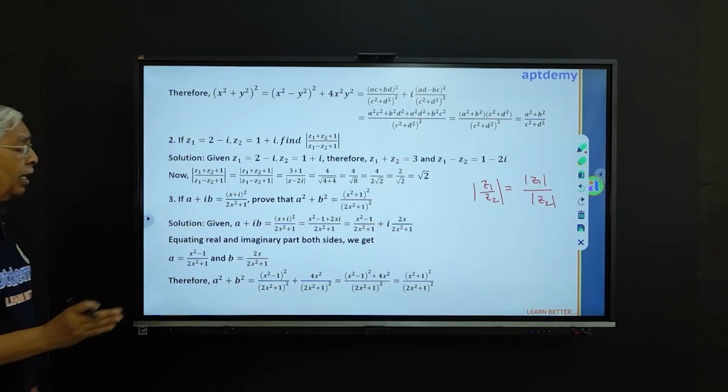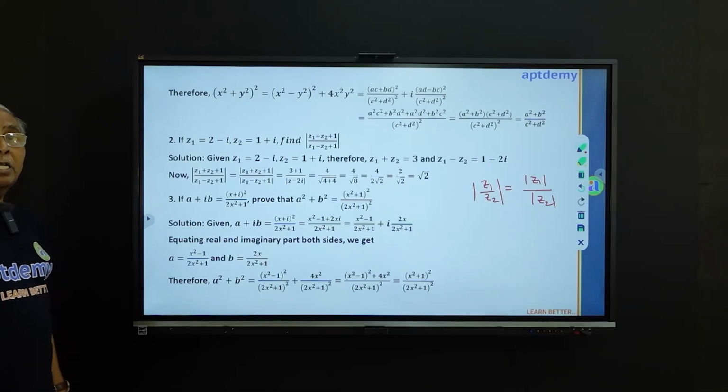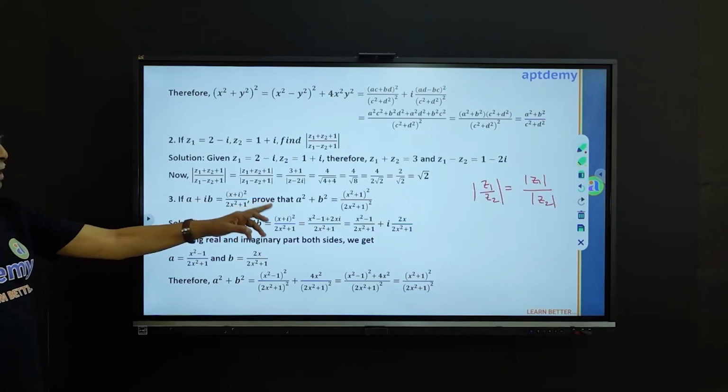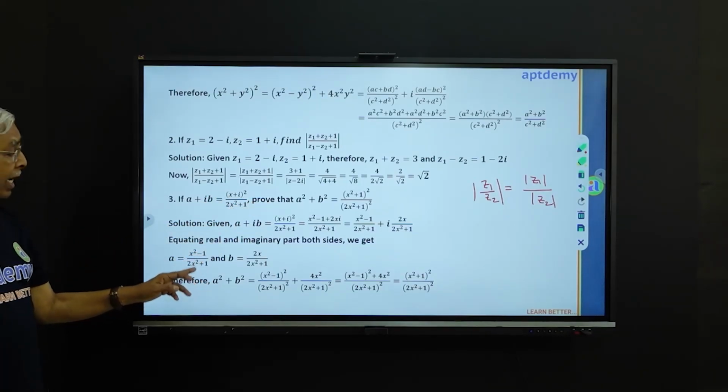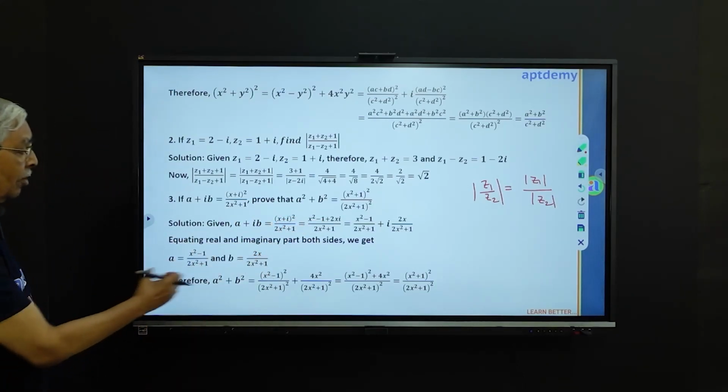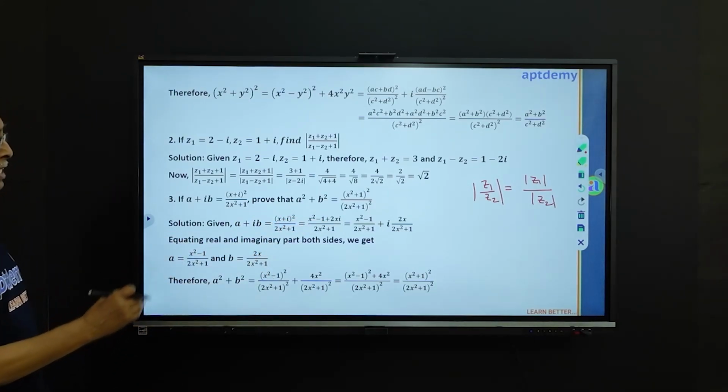So simplify this. This is a plus ib. Now we equate real and imaginary parts on both sides. Left hand side real part is our a. a is equal to (x square minus 1) by (2x square plus 1). Imaginary part is our b equal to 2x by this. Now a square plus b square, you simplify, that will give the result.